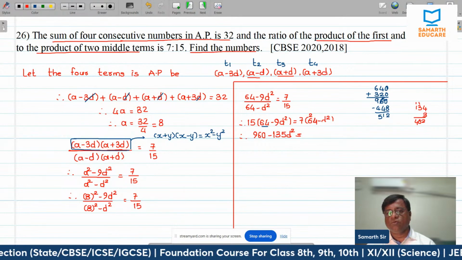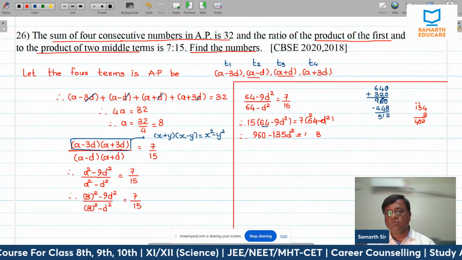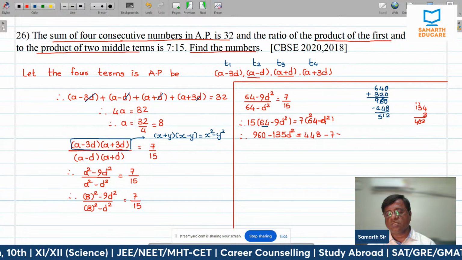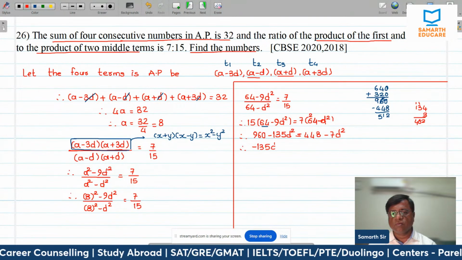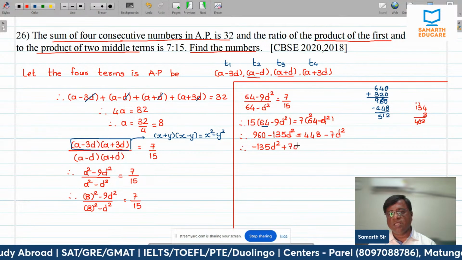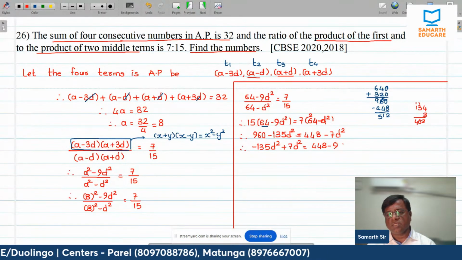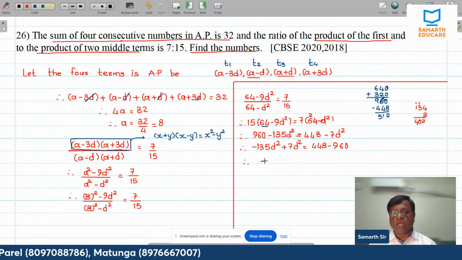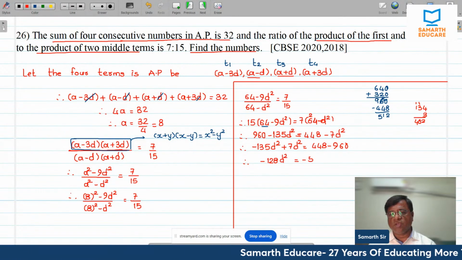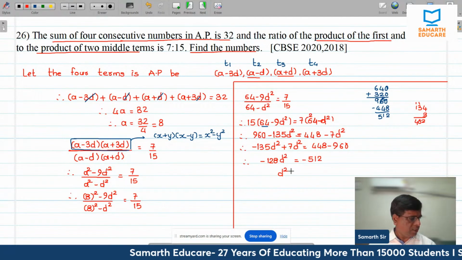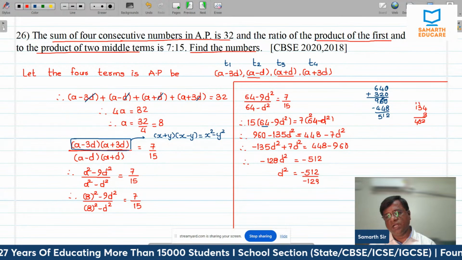So this is 64 minus d square. So 7 into 64, 7 4s are 28. This was 448, right? I forgot to write here 7d square. Okay, so we have minus 135 d square plus 7d square is 448 minus 960. So this is minus 128 d square is equal to minus 512.